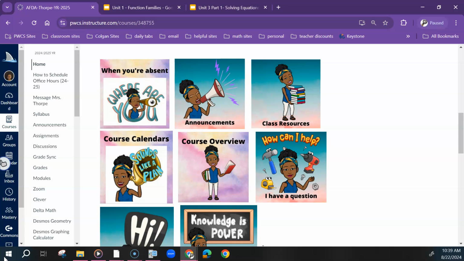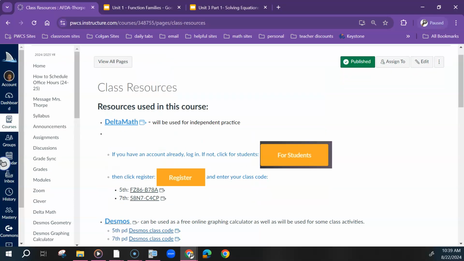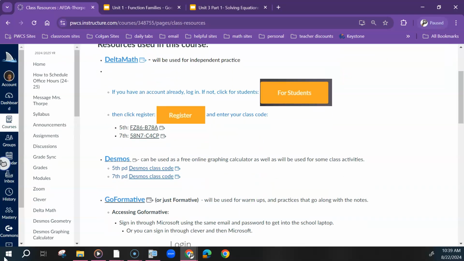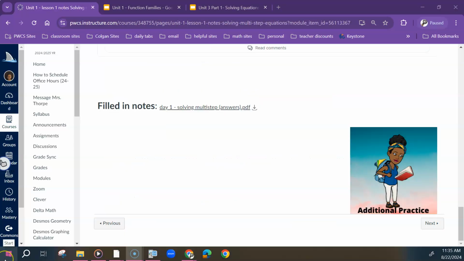Alright, so go into the home page, go into class resources, and then you're going to click the class codes for Delta Math and register and join, and for Desmos and register and join using your PWCS keys. So Delta Math and Desmos. Do those both.